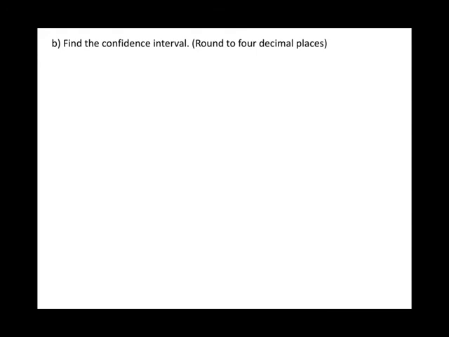Okay, part B, find the confidence interval. So I have this formula. My alternate hypothesis is a right tail. So for a right tail, we need to make up one more tail. That will be the left tail. So that will be a 90% confidence level.